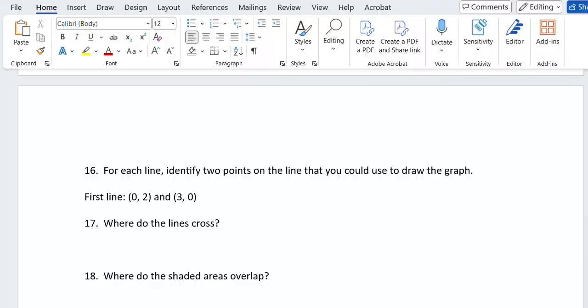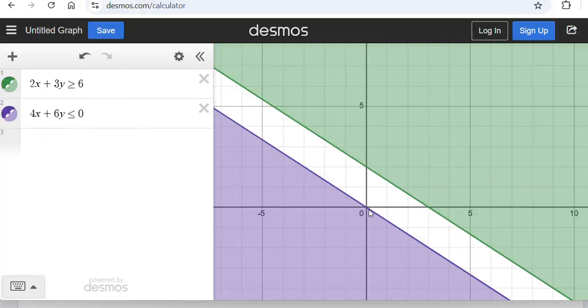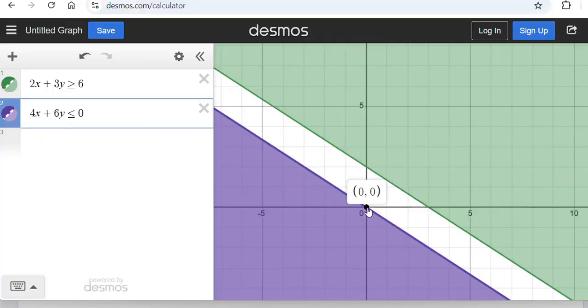And then for my second line, which is the purple line, I see that I have a point at 0, 0. I'm not getting any other clickable points here, so I can look around and see if I see a point where it looks like I am intersecting whole numbers. So the way I have it scaled right now, each box is 1 unit.